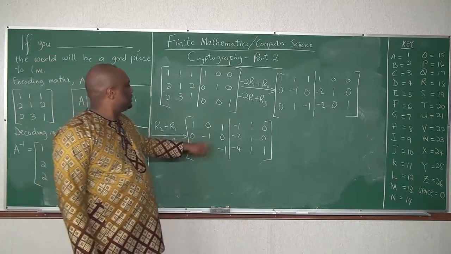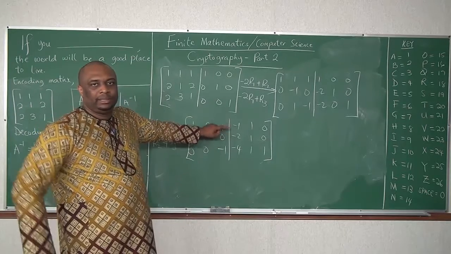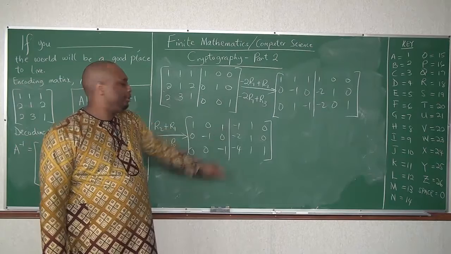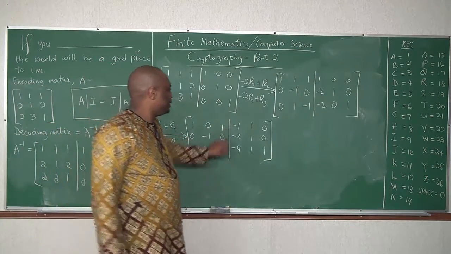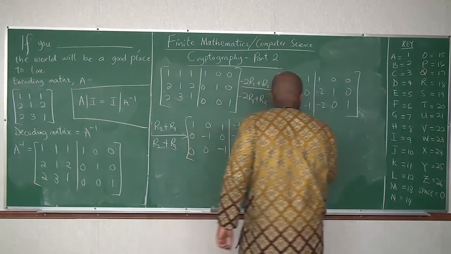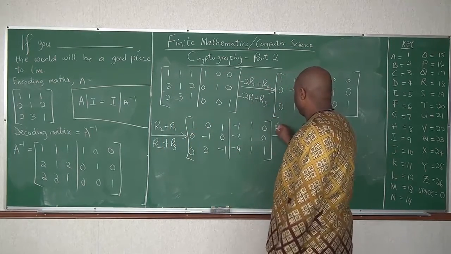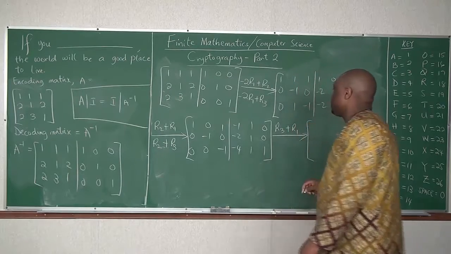Okay, I've done this. Then in this column, the only thing I need to change is this first row, because this is already 0, which is good. So I just need to operate on this. So if I do that, what am I going to have? R3 plus what? R1 as the operation.